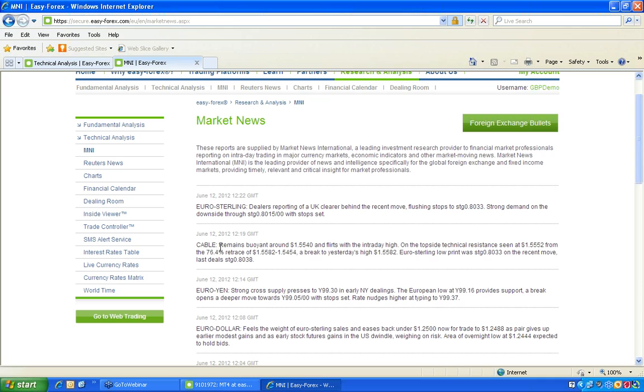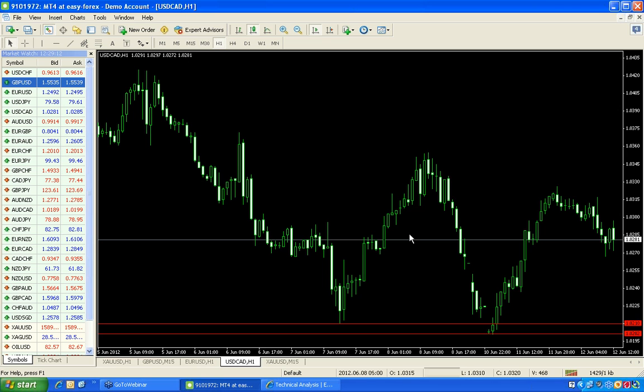Okay, and we've got some more information as well on cable, which stands for sterling versus US dollar. It's telling us that the pair remains buoyant around 155.40 and flirts with the intraday high. On the top side, technical resistance seen at 155.52. Okay, so it's giving us some information about the resistance level from the 76.4% retrace of 155.82. So we're getting some valuable information, and the good thing about this information is that, especially when there's activity in the market, it's updated every couple of minutes, and it will automatically update for us. Okay, so when we're trading, we're going to try and combine market news with the technical analysis with our own research as well.